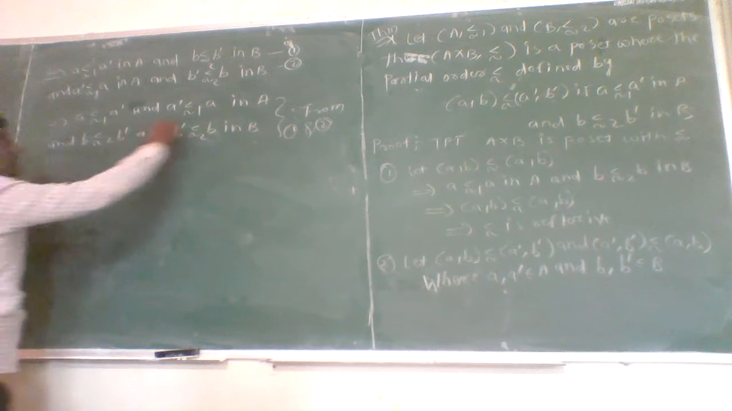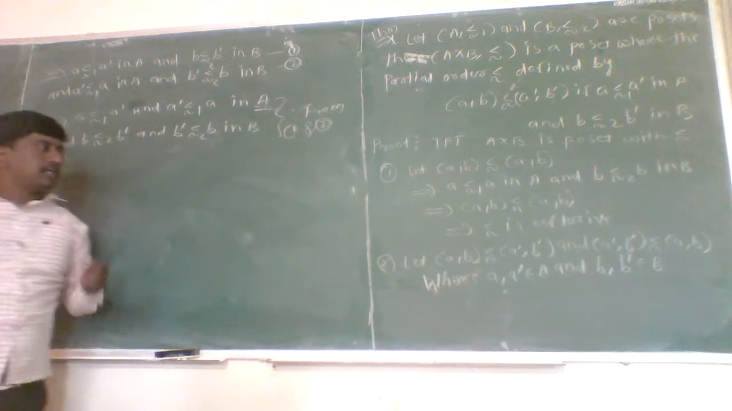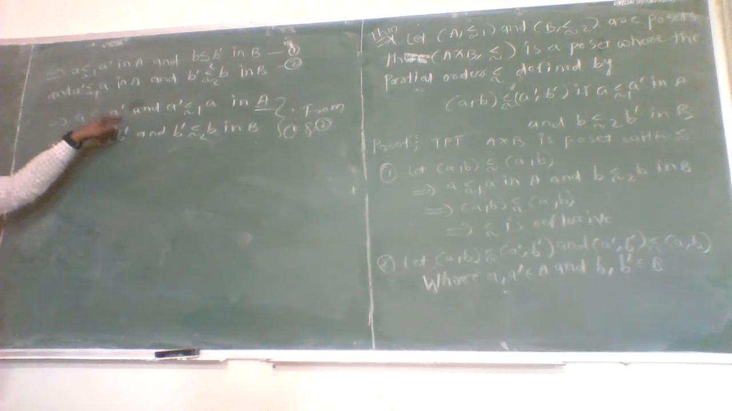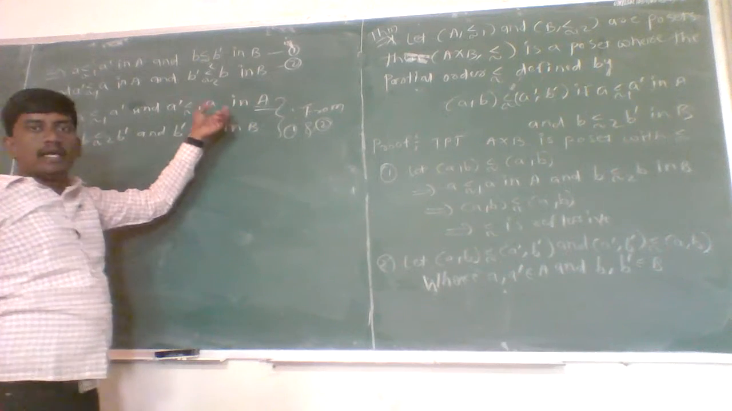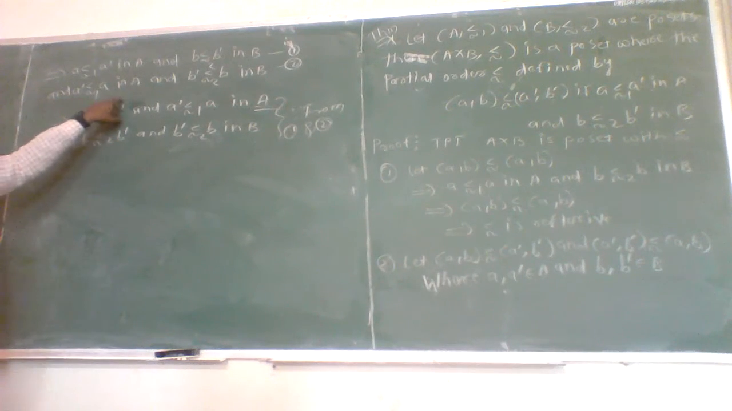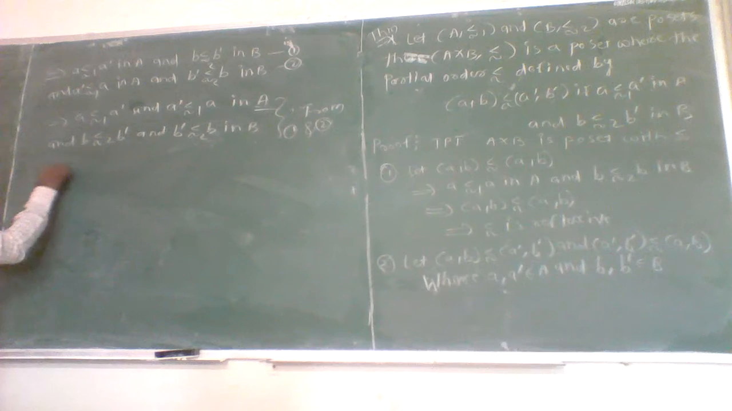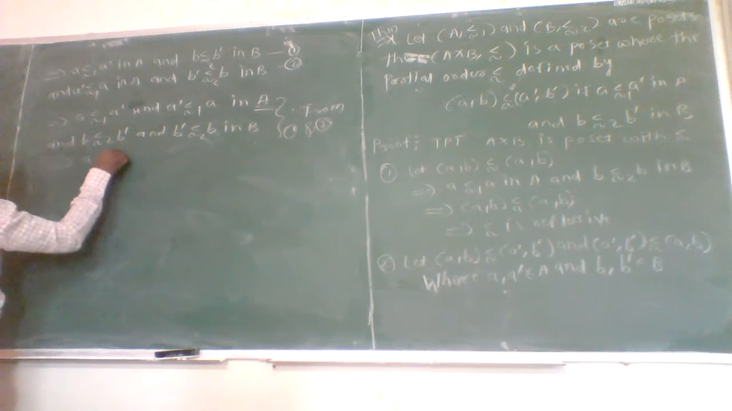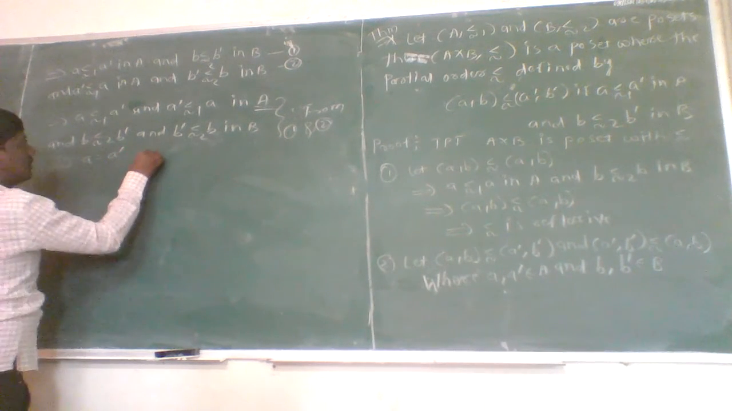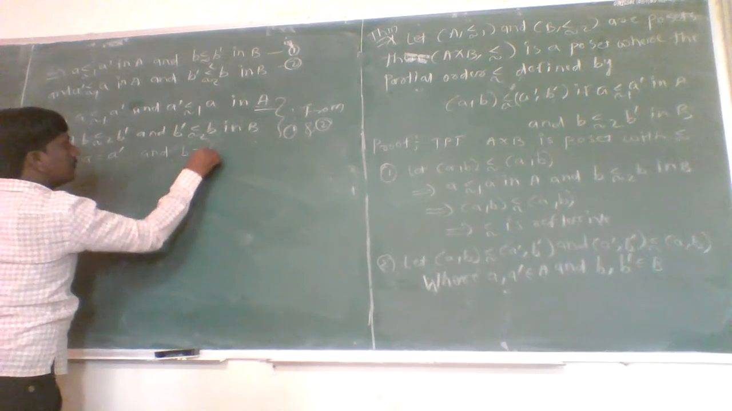But we know that A is a poset. As A is a poset and a precedes a' and a' precedes a, then a must be equal to a'. Since A is a poset, it is antisymmetric, which implies a is equal to a' and b is equal to b'.